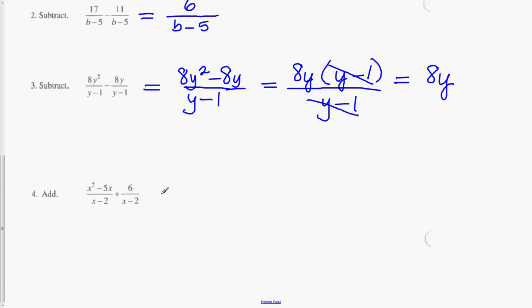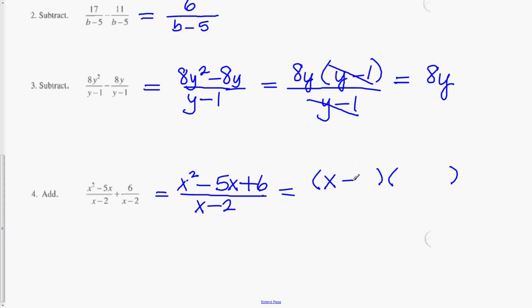This last one, I've got x minus 2 as my denominator for both of these, so I'm going to carry it over. This is an addition, so I'm going to put those together. x squared minus the 5x plus the 6. Now I'm going to see if I can factor the top. I need to find factors of 6 that add up to a negative 5. So that would be negative 2 and negative 3. So the top would factor into x minus 2, x minus 3, and I have an x minus 2 on the bottom. So you can see x minus 2's will cancel. So I'm left with x minus 3 for my final answer.